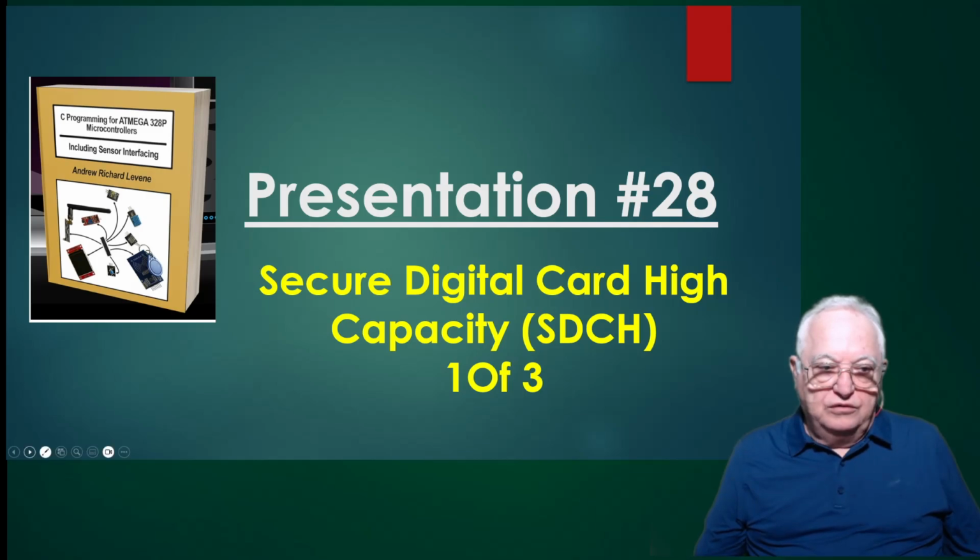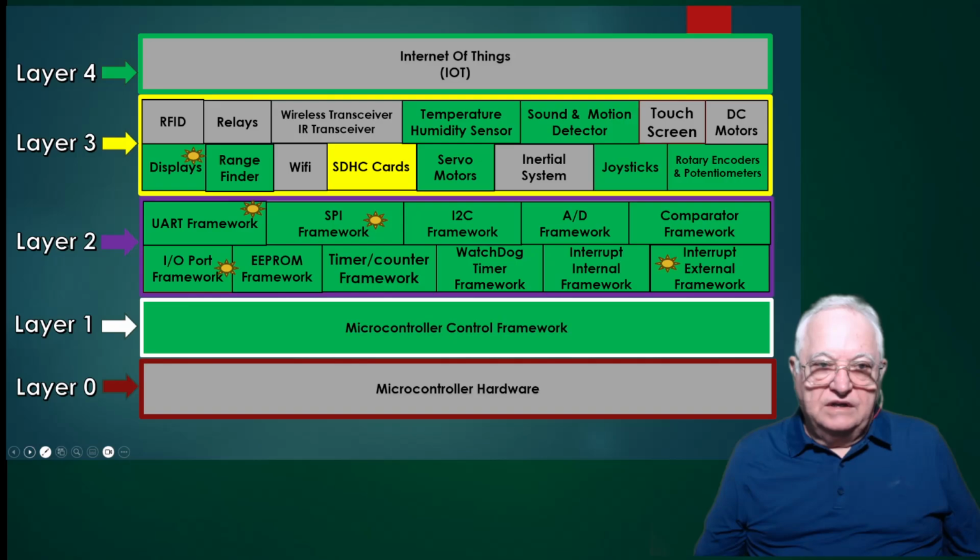As usual, we're going to start by looking at our architecture. So the SDHC belongs to our layer 3, and we're going to use certain functions from layer 2, which is going to be the UART, the SPI framework, some I/O ports, and also interrupts.